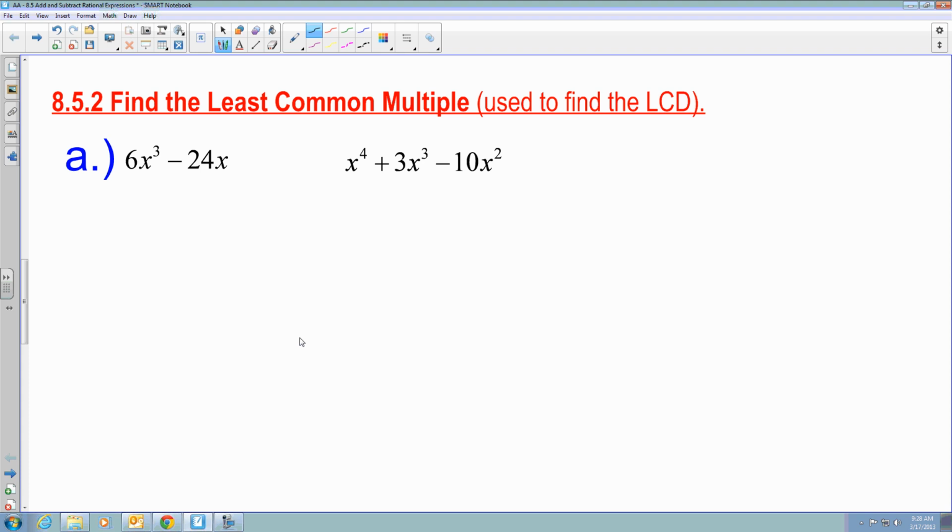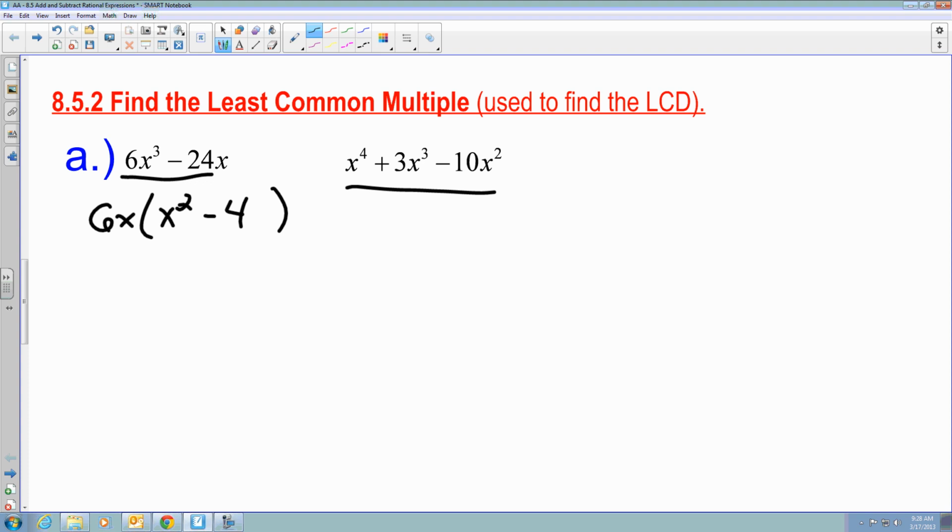6x cubed minus 24x. What I would like to do first is factor out anything that we can have in common. So I could take out a 6x here. And that leaves me with x squared minus 4. Oh, I had to find the least common multiple for these two expressions. I don't know what I was thinking.